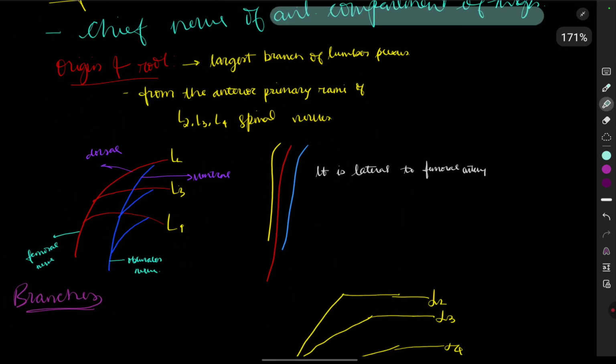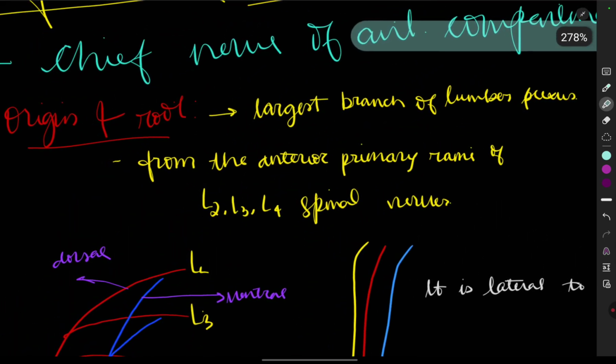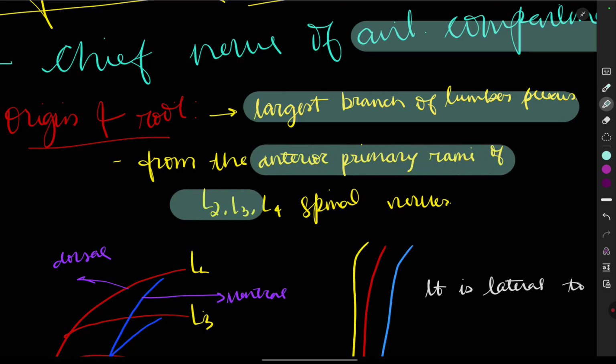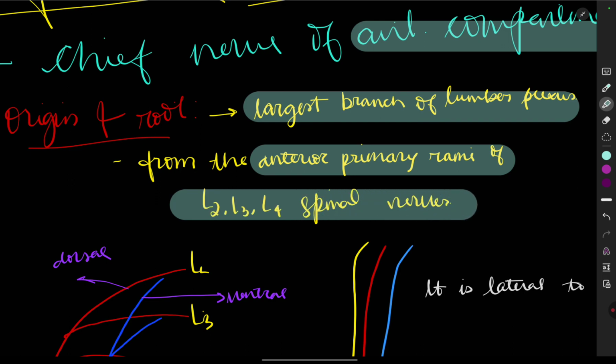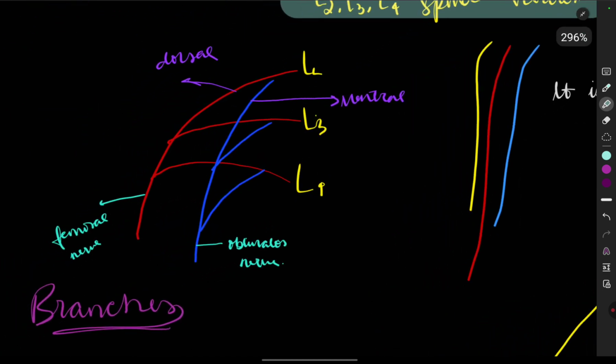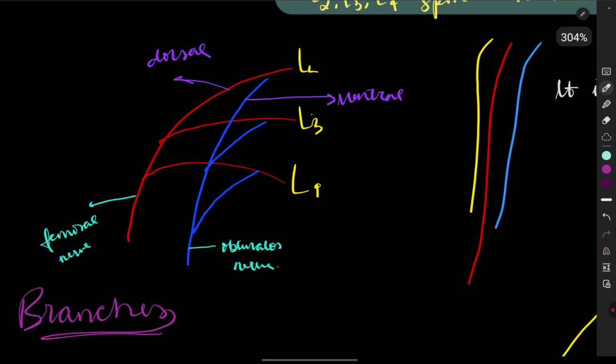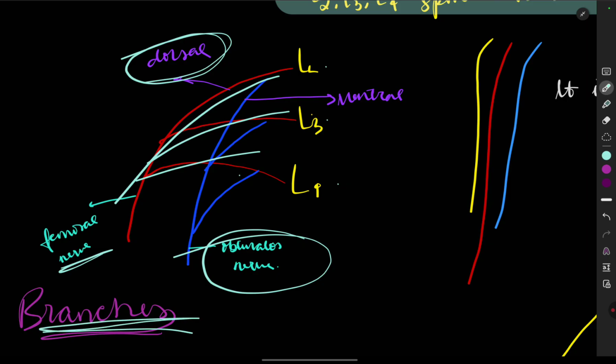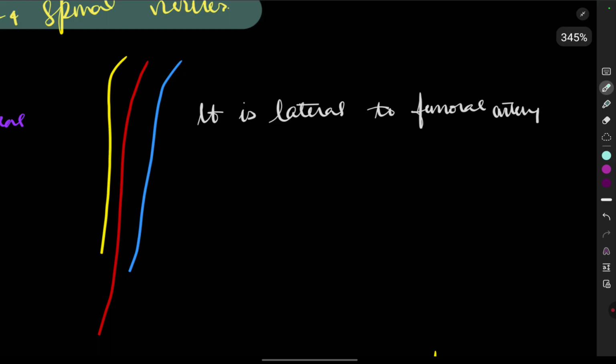Femoral nerve is coming from, see, its origin and root. Remember that it is the largest branch of the lumbar plexus. It is originating from the anterior primary rami of L2, L3, L4 spinal nerves on the dorsal side. See, I have shown here. See this red one, with the red color, whatever you see here, this is on the dorsal side. It is the femoral nerve, and the same roots on the ventral side form the obturator nerve. Okay, remember the difference. So these are the branches. Draw the diagram when you're writing the answer in the exam.